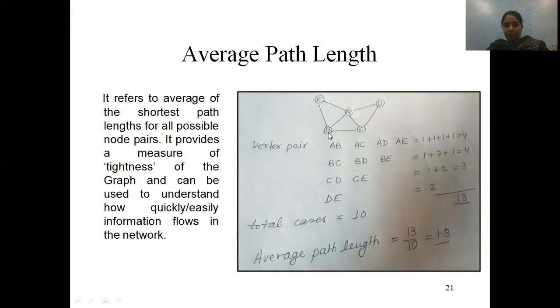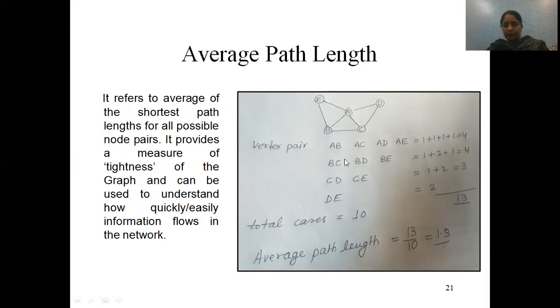Come to the B node. So we are taking BC, BD and BE. Why are we not taking BA? Because it has already been considered in the first case. So only 3 cases we are taking: BC, BD, and BE. BC, this one is 1. BD, there is no direct path, so the path will be BA, AD. That is why we are taking 2 hops. BE, it is 1. So taking the sum as 4.